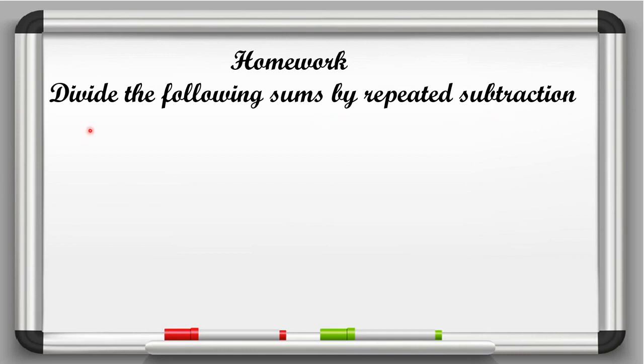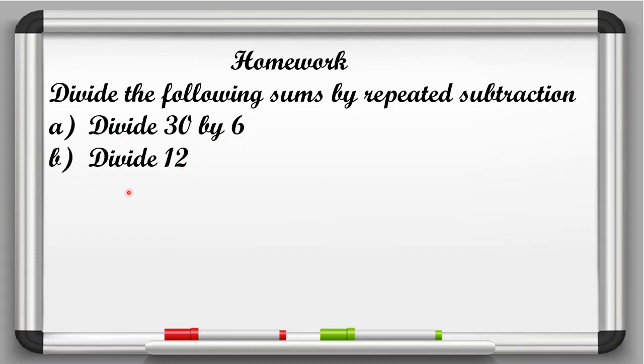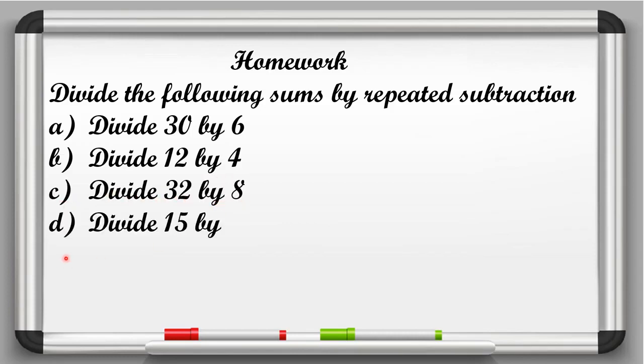So in first question, in A part it is given divide 30 by 6. Okay. In B part divide 12 by 4. In C part divide 32 by 8. In D part divide 15 by 3.